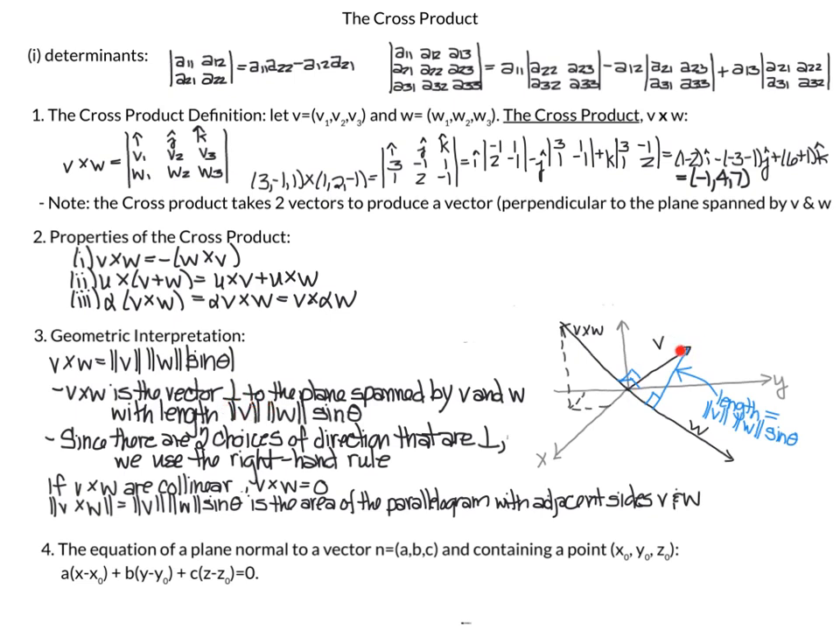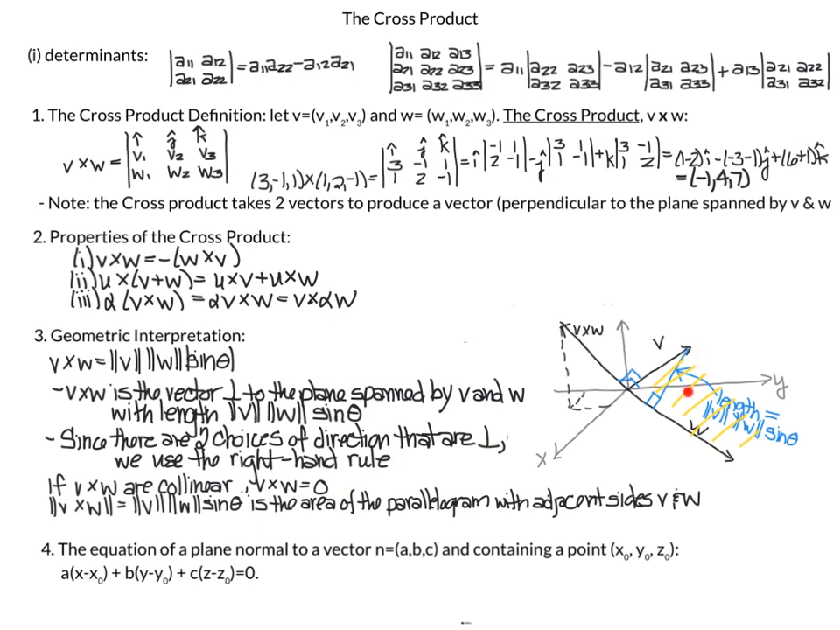I tried to draw that here. If we have two vectors v and w, they define a plane, which I'm just going to shade in yellow. And the idea is this v cross w vector now is perpendicular to both the v vector and this w vector. So it's perpendicular to this plane. Since there are two choices of direction that are perpendicular, we use the right-hand rule.